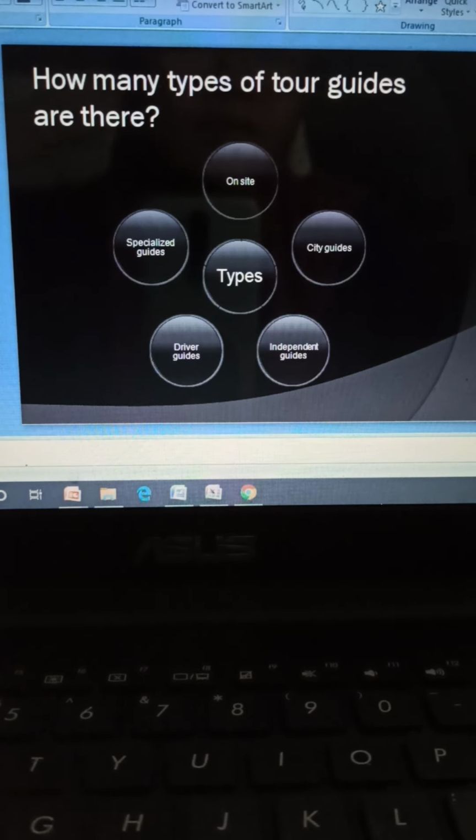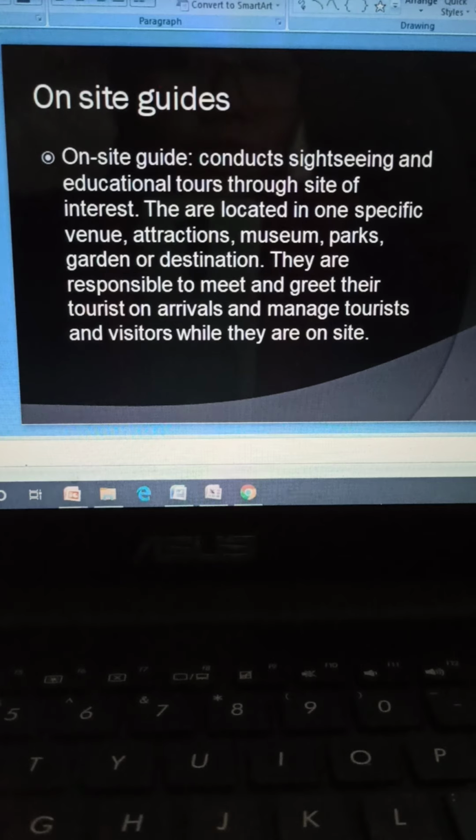There are different types of tour guides: on-site guides, city guides, independent guides, driver guides, and specialized guides. I'm going to talk about them really fast one by one. You can read it on your own, as everything is set on the slides.